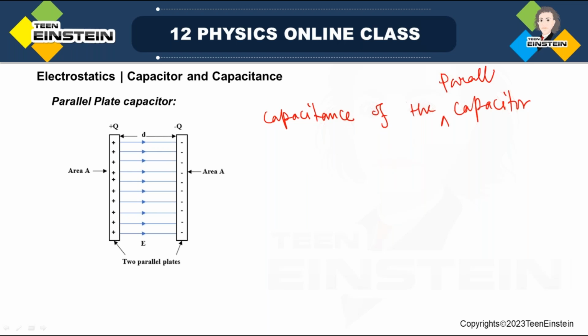Parallel plate capacitor. So C is equal to epsilon 0 A by D. You can see A is the area of cross section and D is the separation between the plates. So this is actually the capacitance.